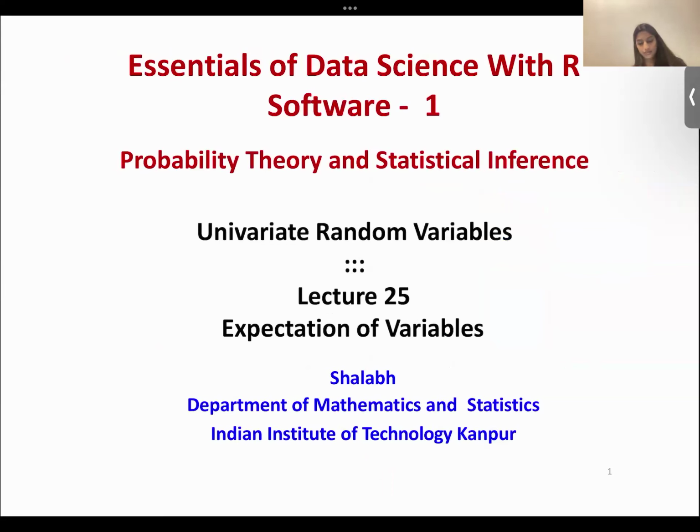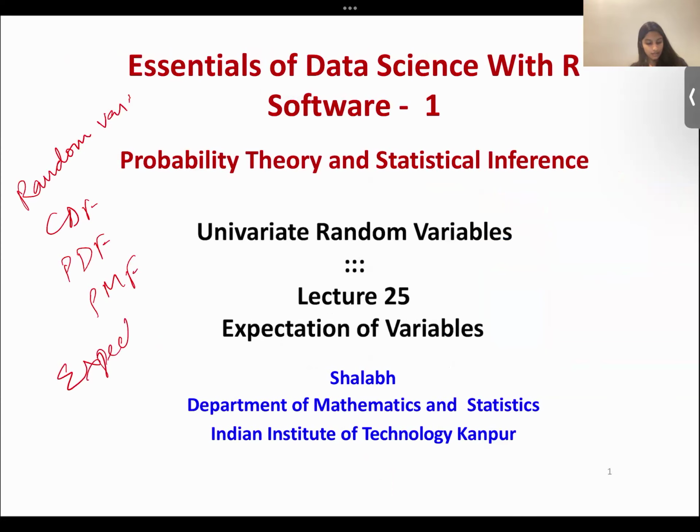And then finally, we'll be talking about expectation of random variables. So we saw CDF and PDF and PMF. We saw about random variables. And now we'll learn about expectation of random variables. So what is expectation?